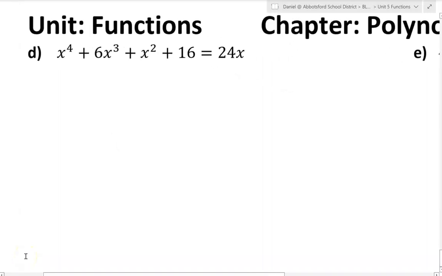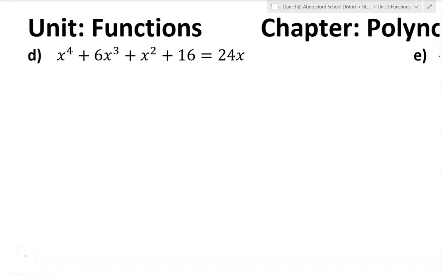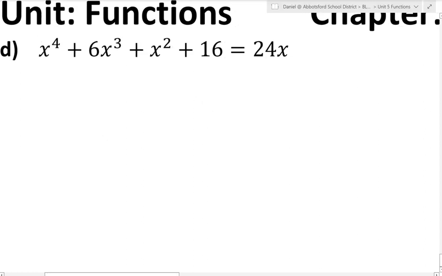Let's try a couple more examples here. First thing we're going to do is move over this 24x. And I want to make sure, too, that I have all of my x's, and that if I don't, I'll have a 0x. And it looks like I do. I've got a 4, 3, 2. Here's the 1 that I'll move over.